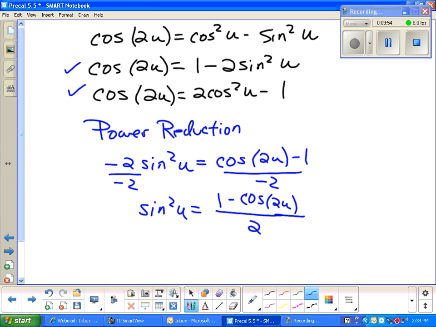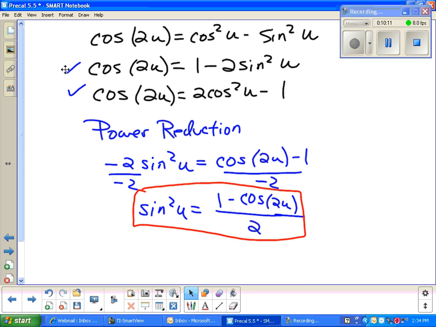So anytime you see sine squared u in a problem, you can replace it with 1 minus cosine 2u over 2. That's the power reduction formula for sine squared. The other one's easier to see. I'll just write down the answer.